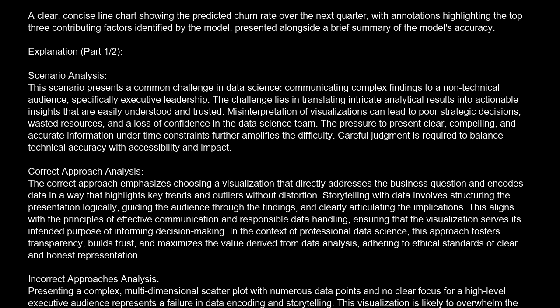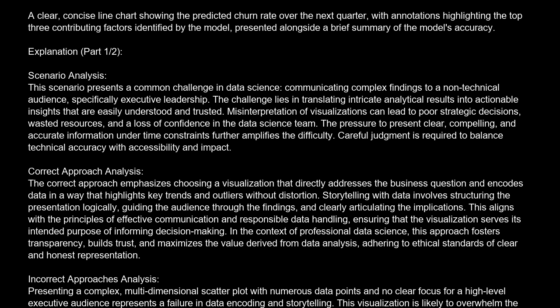Explanation. Scenario analysis. This scenario presents a common challenge in data science: communicating complex findings to a non-technical audience, specifically executive leadership. The challenge lies in translating intricate analytical results into actionable insights that are easily understood and trusted. Misinterpretation of visualizations can lead to poor strategic decisions, wasted resources, and a loss of confidence in the data science team. The pressure to present clear, compelling, and accurate information under time constraints further amplifies the difficulty. Careful judgment is required to balance technical accuracy with accessibility and impact.